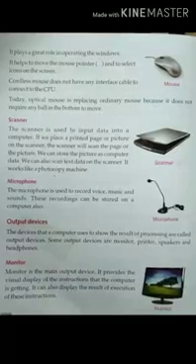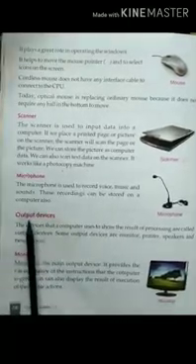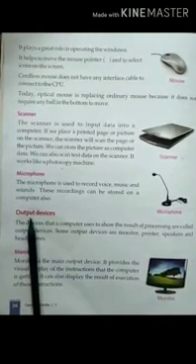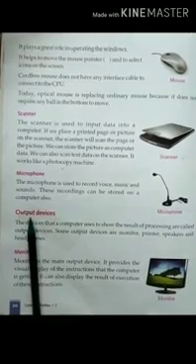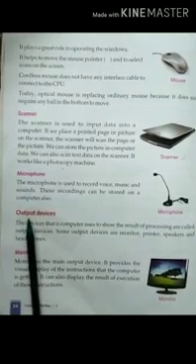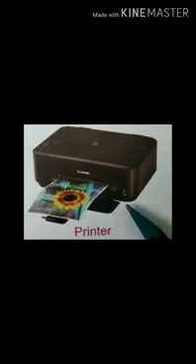Now we are going to learn about output devices. The devices that a computer uses to show the result of processing are called output devices, like monitor, printer, speaker and headphones. This is called monitor. Monitor is the main output device. It provides the visual display of the instructions that the computer is getting. We can watch movies, images and our inserted data on the screen of the monitor.